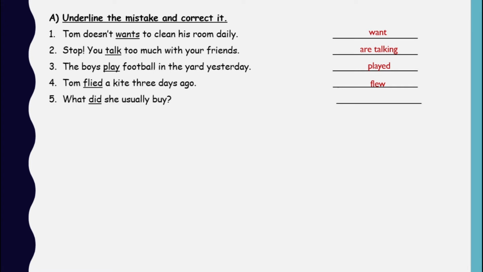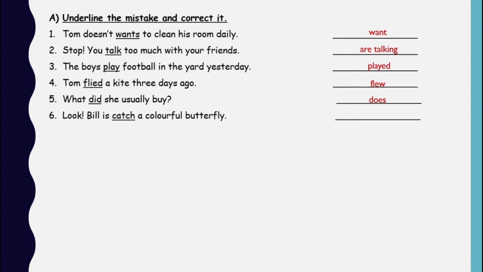Number 5, what did she usually buy? Do you have a keyword here? Yes, it's usually. Usually belongs to the present simple tense. So which helping verb do we use in the present simple? We have two helping verbs, do or does. Let's look at the pronoun you have. She. She takes do or does. Excellent, it's does. So the answer should be what does she usually buy?